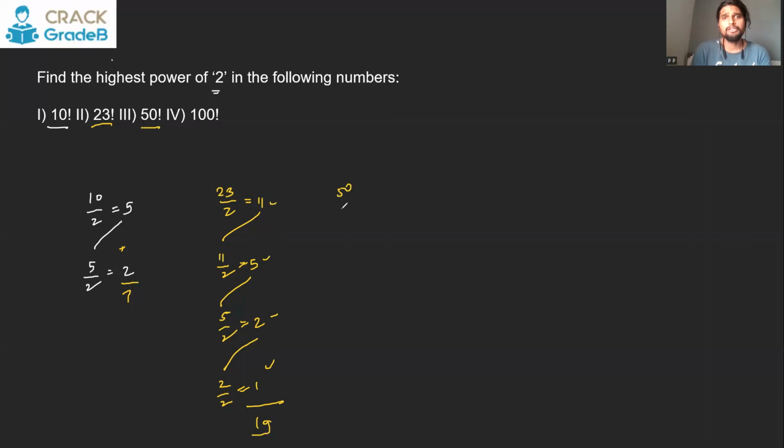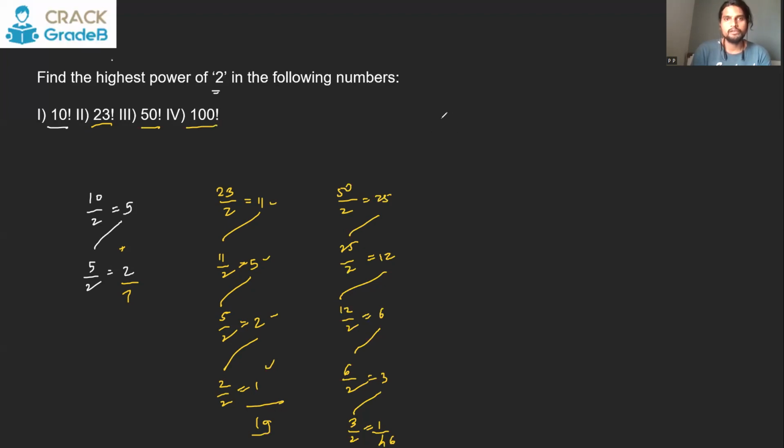50 factorial. 50 by 2, 25. 25 by 2, the complete quotient is 12. 12 by 2, the complete quotient is 6. 6 by 2, the complete quotient is 3. 3 by 2, the complete quotient is 1. Just add everything. 25 plus 12, 37. And 3, 40, 46. 46 2s will be there in 50 factorial.